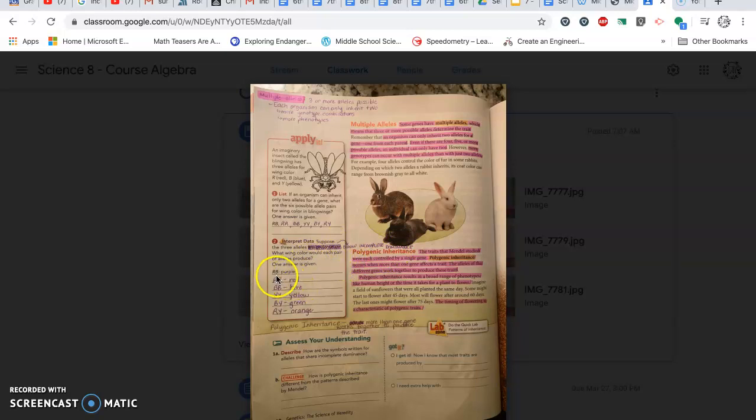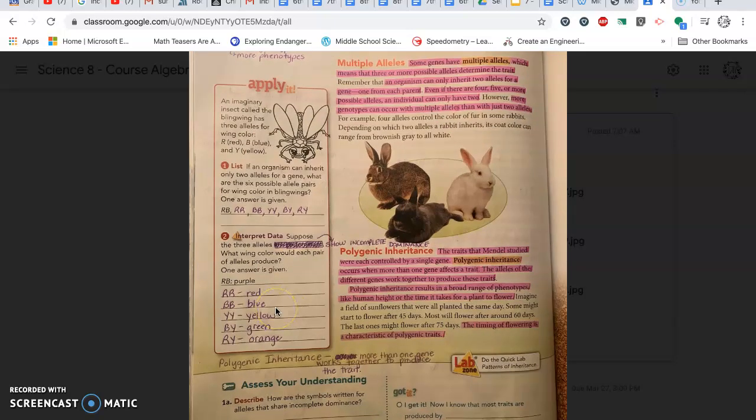So they give you one. RB would give you purple because red plus blue equals purple. RR would give red because you only have red genes. BB would be blue because you only have blue genes. YY would be yellow, again, only yellow alleles. BY would be green because blue plus yellow equals green. And RY would be orange because red plus yellow is orange.